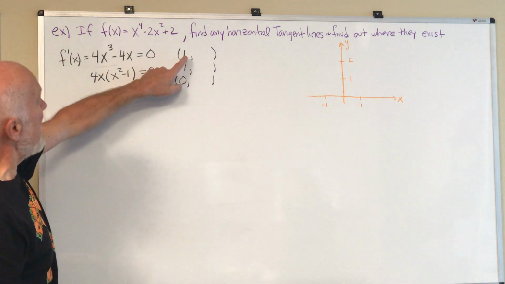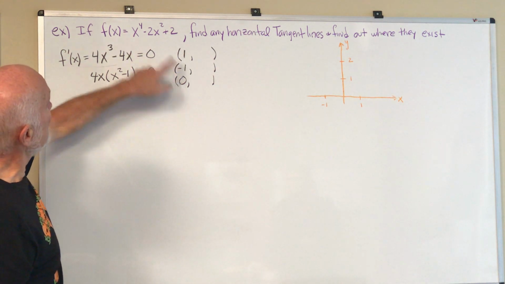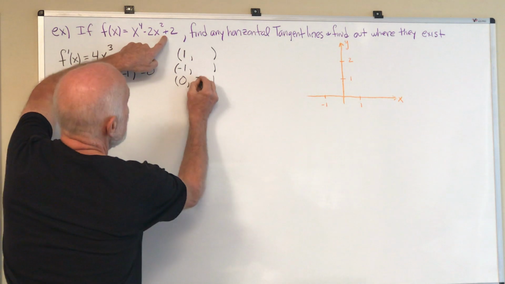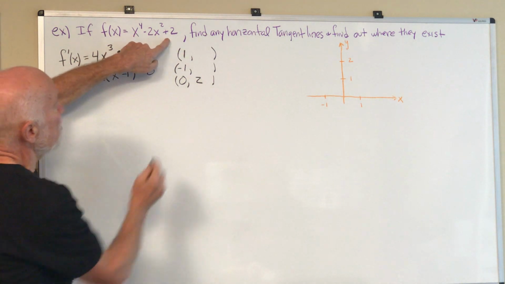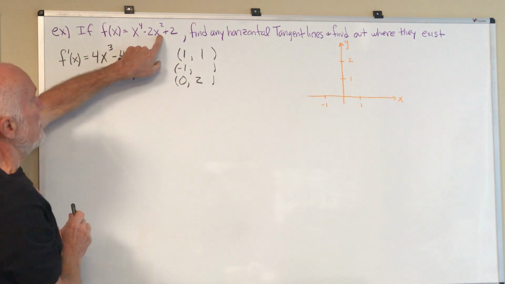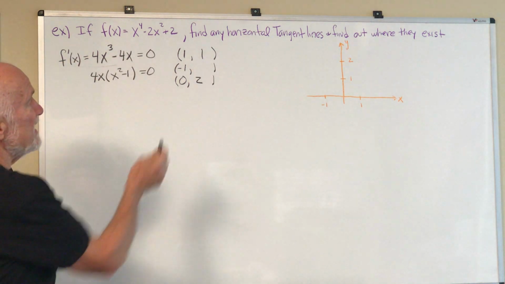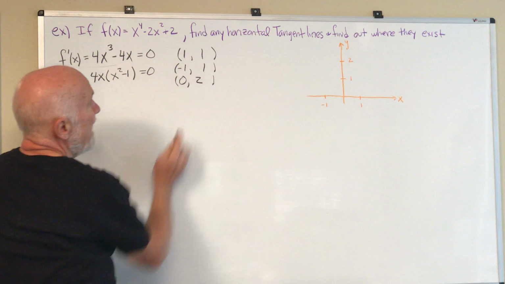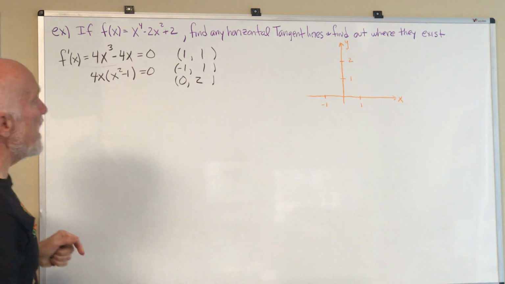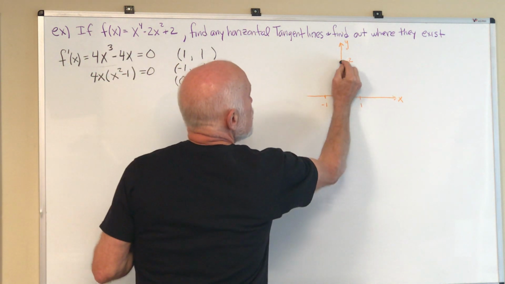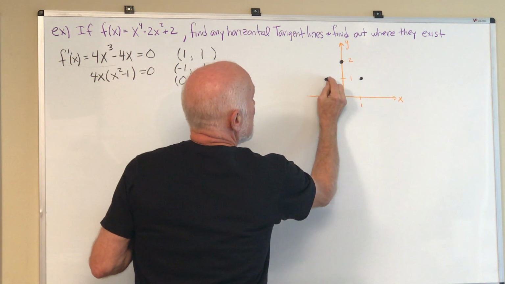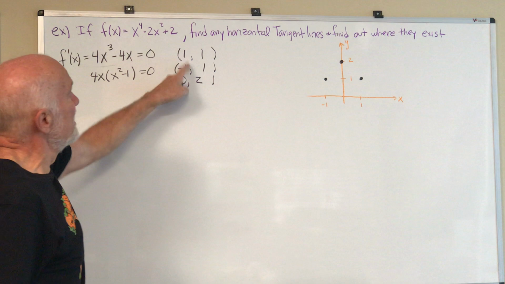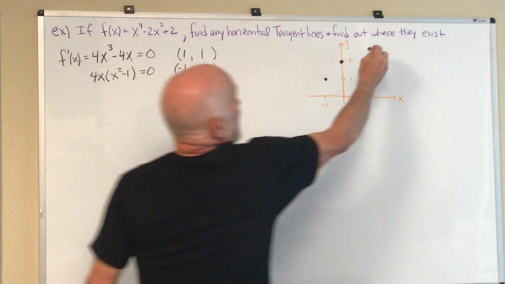Now, what is the y value? When I plug in 0 to here, I get 2. When I plug in 1, I get 1 minus 2 plus 2, or 1. And because these are even powers of x, I'm going to get the same thing at negative 1. So I know where on my graph: at 0, 2, at 1, 1, those are the 3 places where they exist.